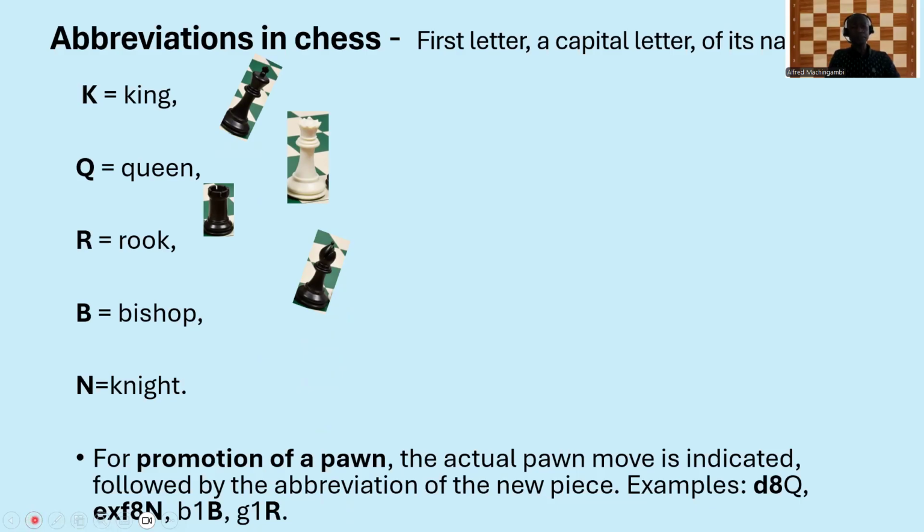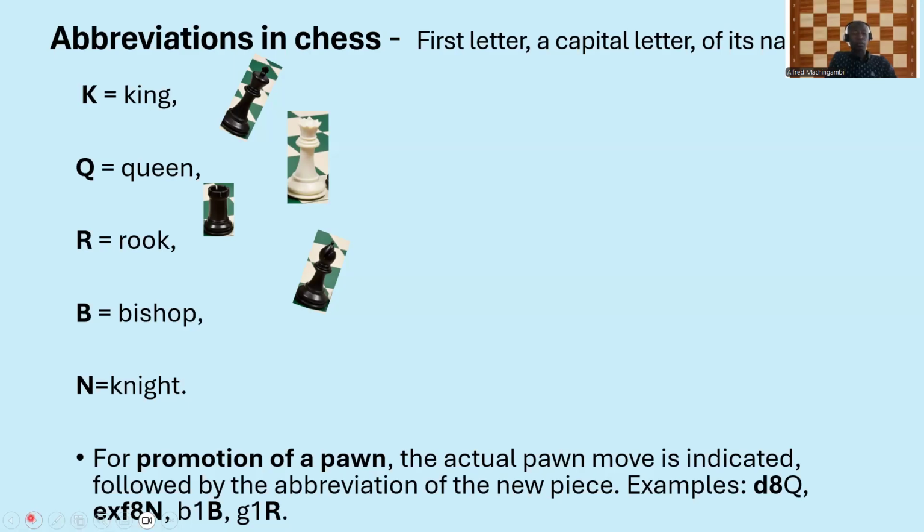We use N for knight and K for king to avoid confusion in chess, because the knight also starts with the letter K. And also remember, for promotion of a pawn, the actual pawn move is indicated, followed by the abbreviation of the new piece. That means you're going to see as we progress, we're going to talk about the special move. And in this case, we're looking at the promotion of a pawn as a special move.